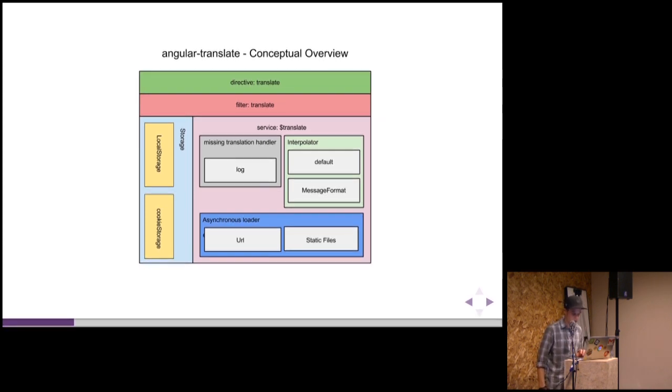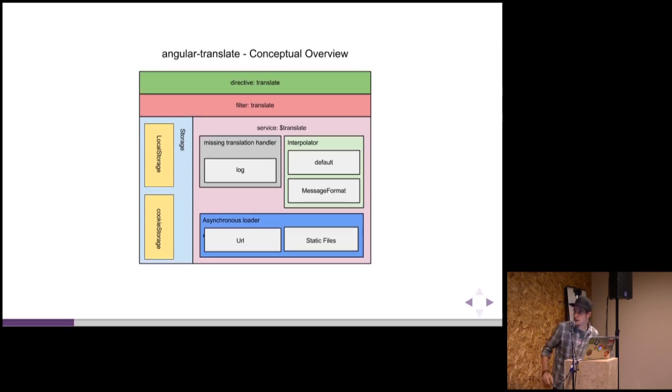So we have here the interpolator, which is just the usage of the default interpolation service from AngularJS. And then we have this message format interpolator, which is an adapter service that hooks up the message format library to Angular Translate if you need it.